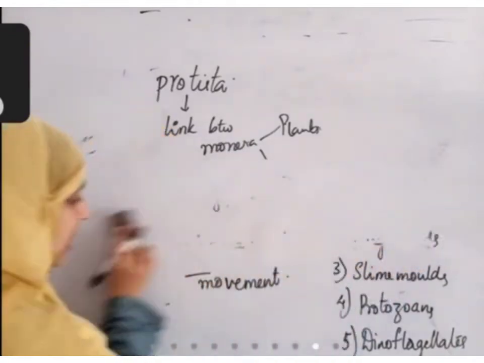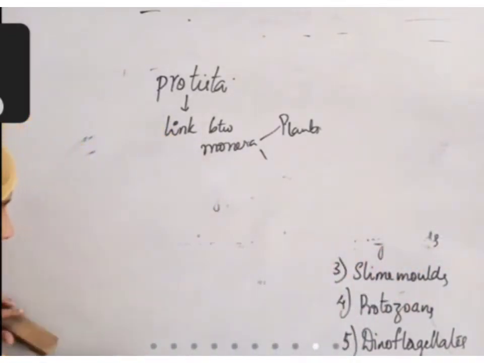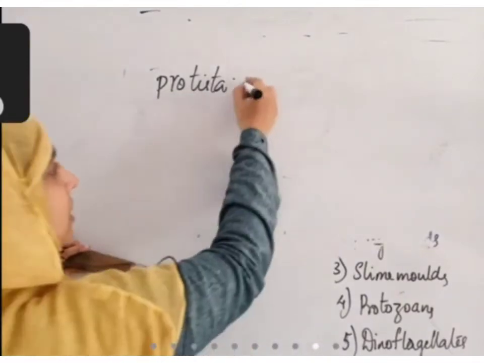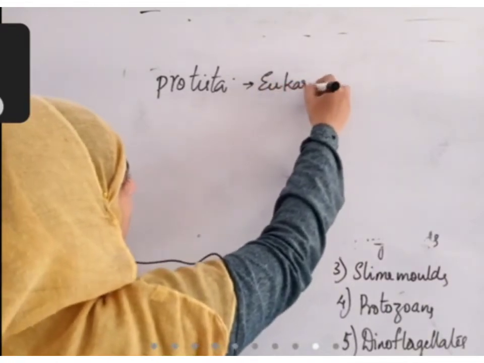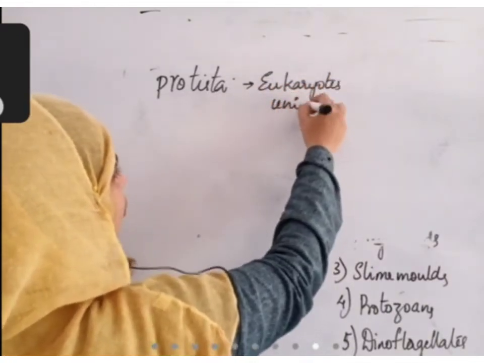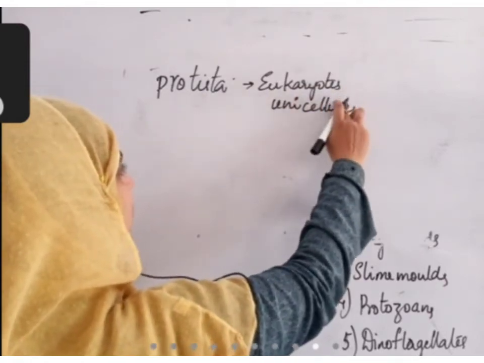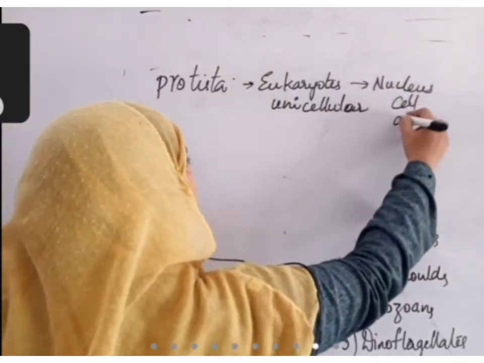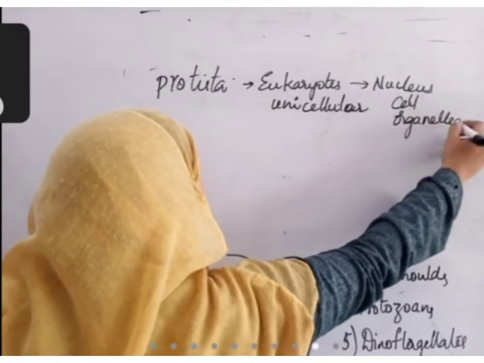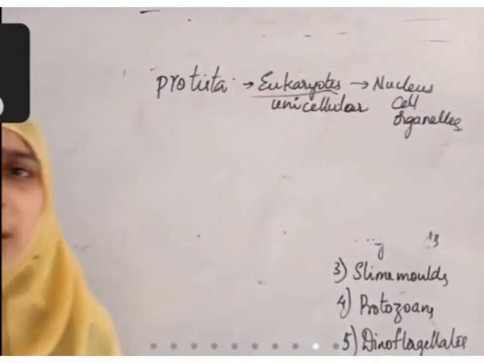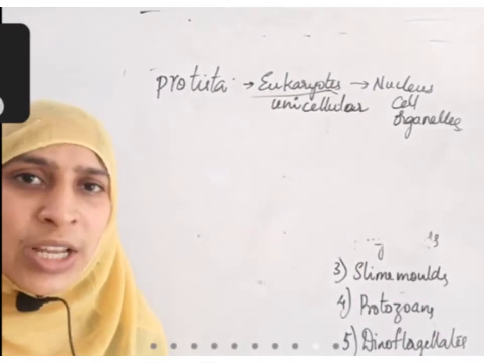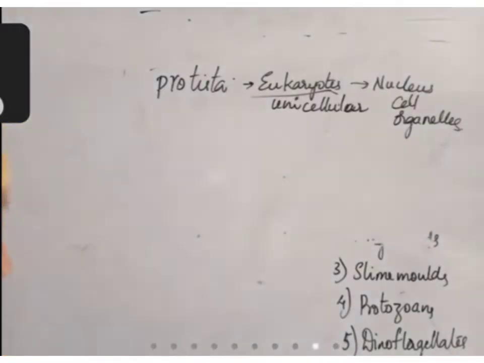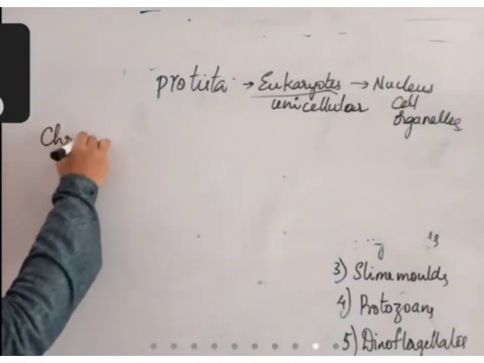First one is Chrysophytes. One thing about protista is all of them are eukaryotic cells. They are eukaryotes and they are unicellular. You know what is a eukaryotic cell, I need not say. They have a nucleus, cell organelles are present, then they are called eukaryotes. Organisms which have a nucleus in their cells and cell organelles present in each and every cell are called eukaryotes. Now first one is Chrysophytes.